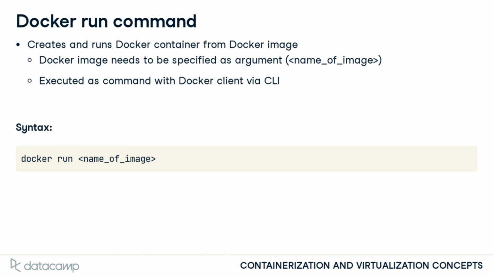The docker run command creates and runs a Docker container from a Docker image. The argument specifies this image. All Docker commands are executed through the CLI. Don't worry if you're not familiar with the CLI. We'll provide you with the necessary commands for the interactive exercises.